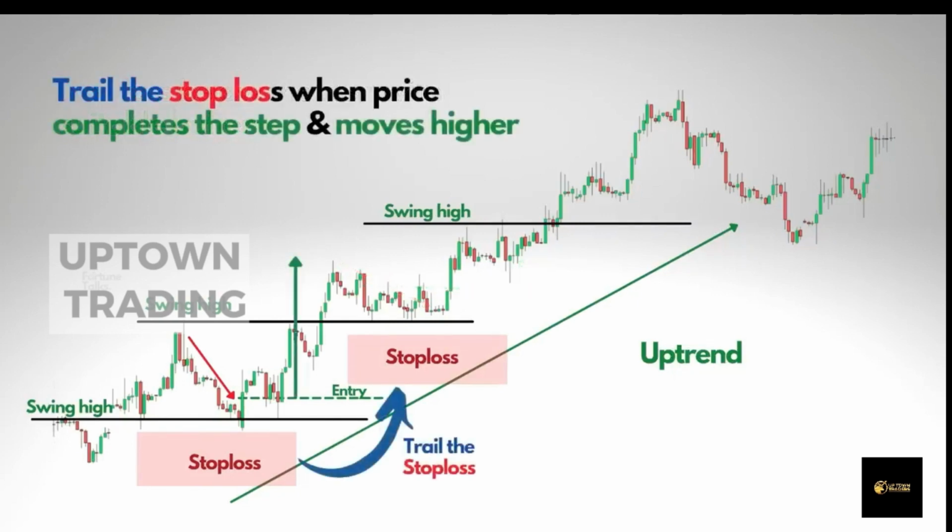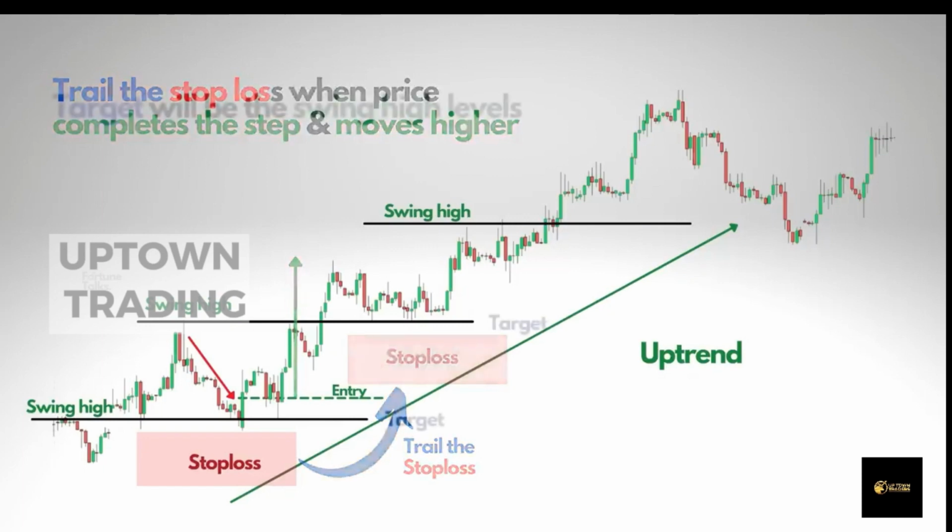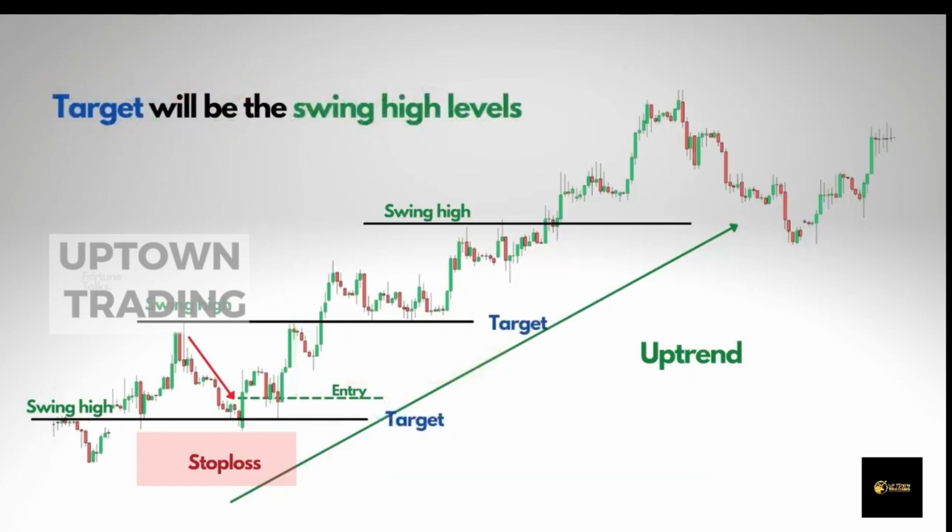Further, a trader could simply choose to use the stepping pattern as a trailing stop loss behind the trend in a much safer way. In this case, the trader waits until the price has completed a particular step and then trails the stop loss behind the last pullback area. And because of this, the stop loss is protected and it is not very vulnerable. The target in this case would be each of the swing high levels as the price moves in your favor.